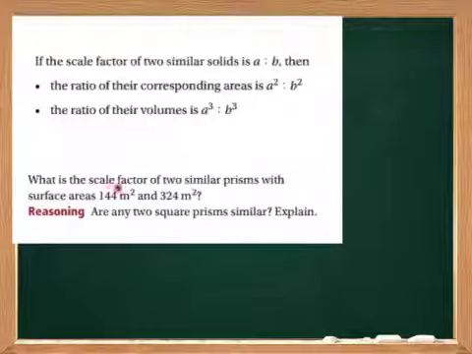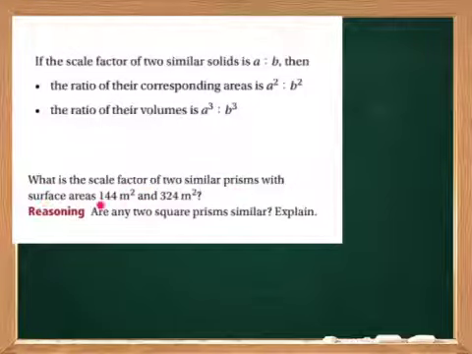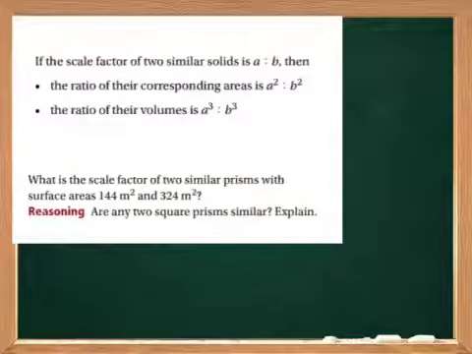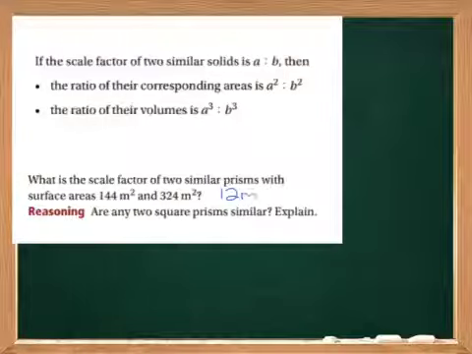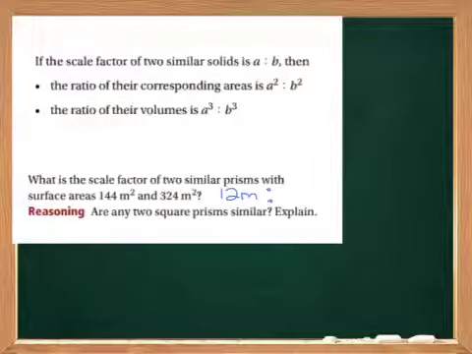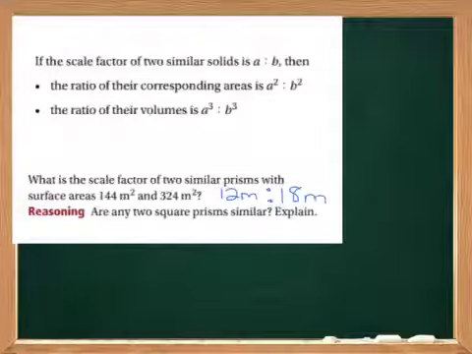So here we're being asked, what is the scale factor of two similar prisms with surface areas of 144 meters squared to 324 meters squared? Well, this is talking about surface areas, which means it's A squared to B squared. So to find out the scale factor, we're going to take the square root of both, and we're going to get 12 meters to 18 meters.